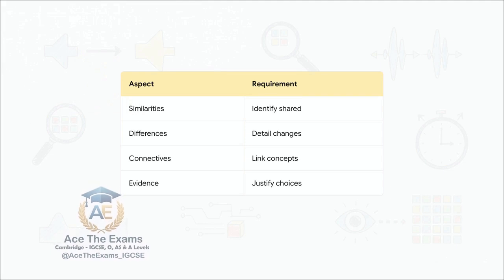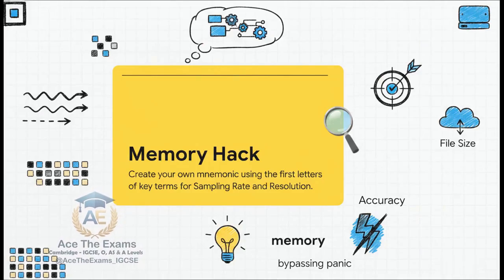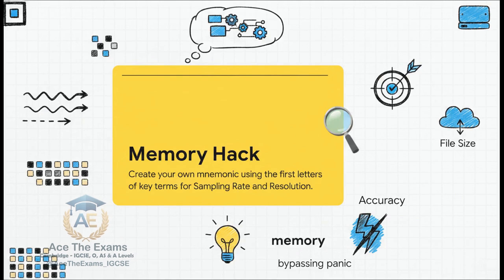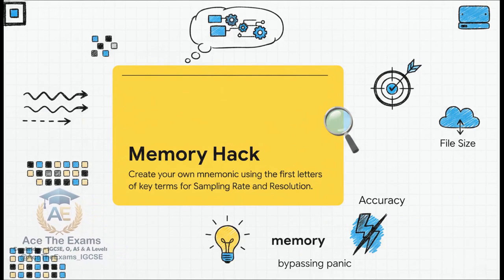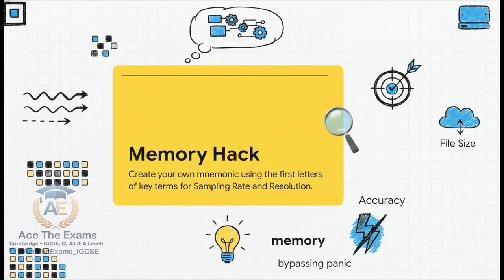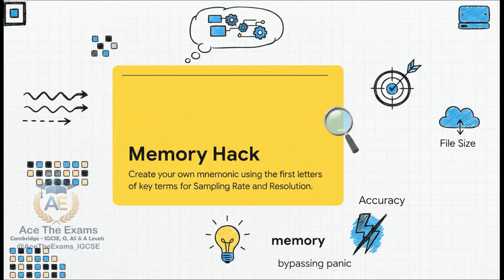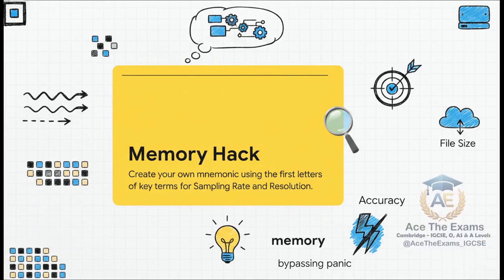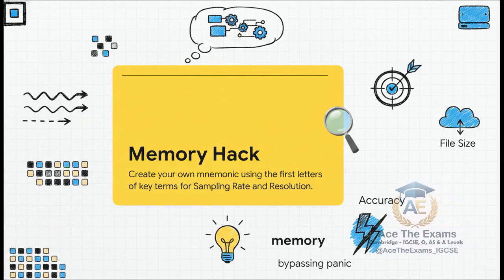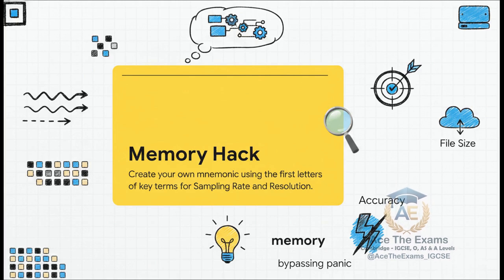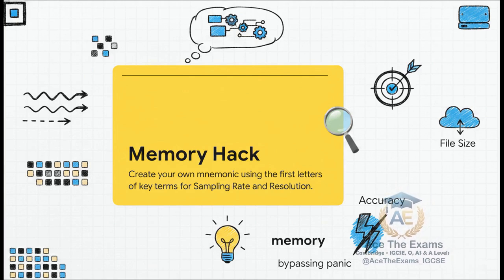Now, we all know that under the intense pressure of an exam, it's super easy to freeze up. So here's a powerful memory hack. To ensure these core principles actually stick, create your own mnemonic using the first letters of the key terms: sampling rate, resolution, file size, and accuracy. Having a simple, catchy phrase ready to go in your head means you can instantly recall the technical frameworks and structural steps we've talked about today. It lets you bypass the panic and jump straight into systematic processing.